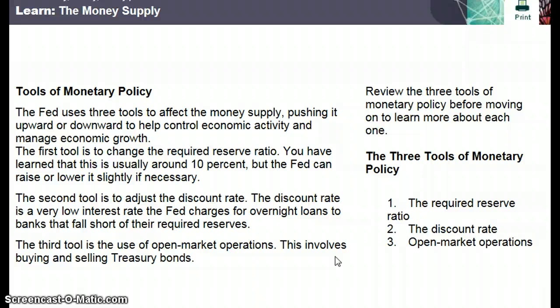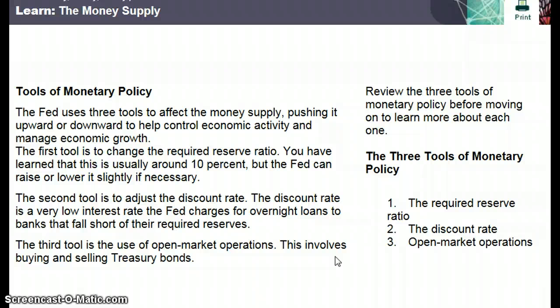The second tool is to adjust the discount rate. The discount rate is a very low interest rate the Fed charges for overnight loans to banks that fall short of their required reserves. The third tool is the use of open market operations. This involves buying and selling Treasury bonds. Review the three tools of monetary policy before moving on to learn more about each one.